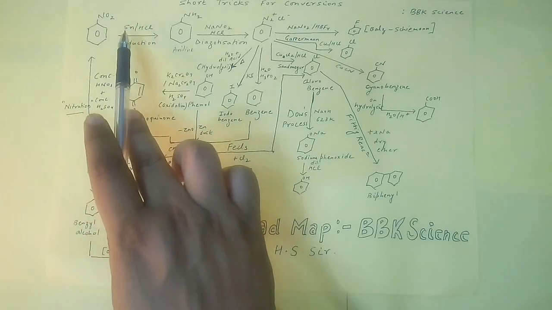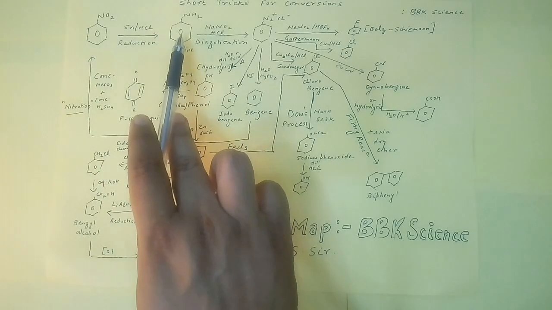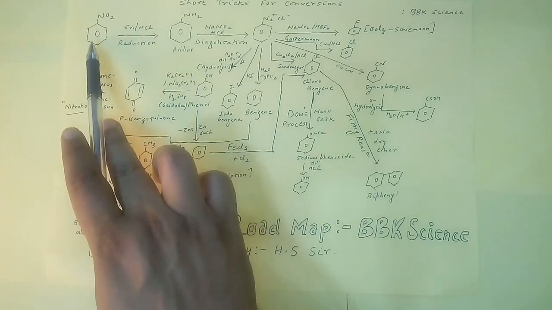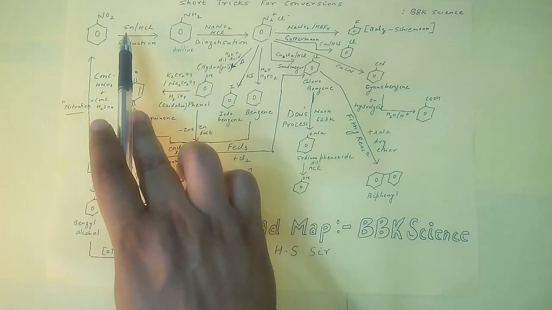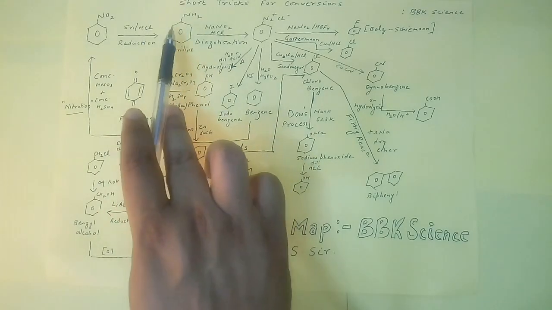of nitrobenzene in the presence of tin and HCl, what we'll get is aniline, a very important compound, a 1 mark conversion question in board examination, that how to convert nitrobenzene into aniline. Simple reactant, the reagent is tin in presence of HCl. It will do the entire work.